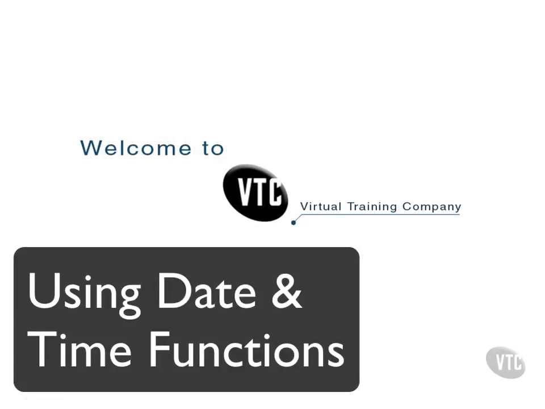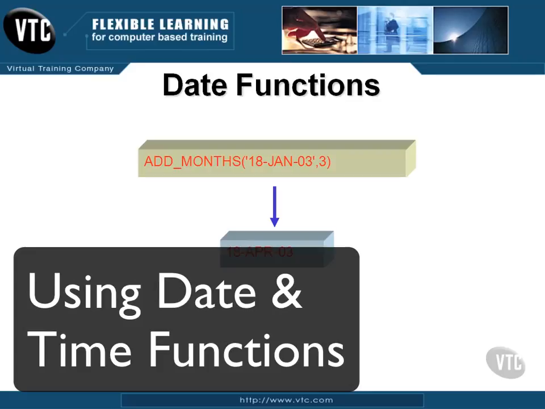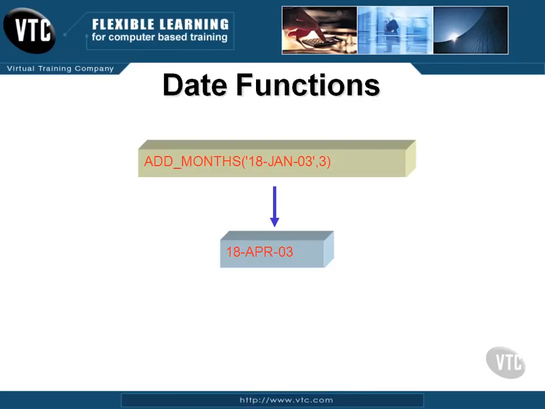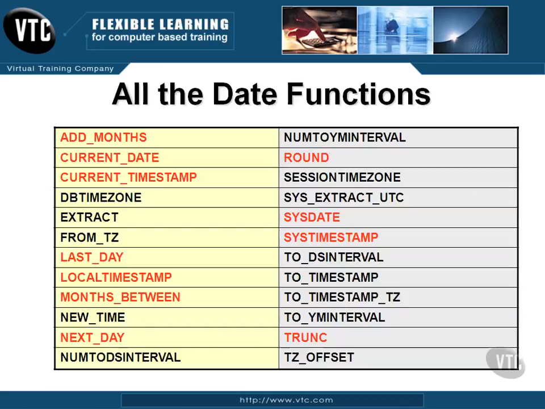So now let's look at date single row functions. And we've already seen the add months function, where we add 3 months to a date. And once again, the red highlighted ones are the ones that I'm interested in. The other ones are all a little bit obscure.